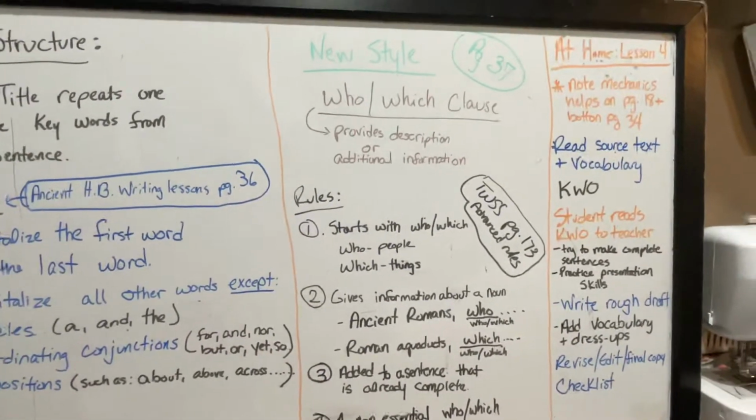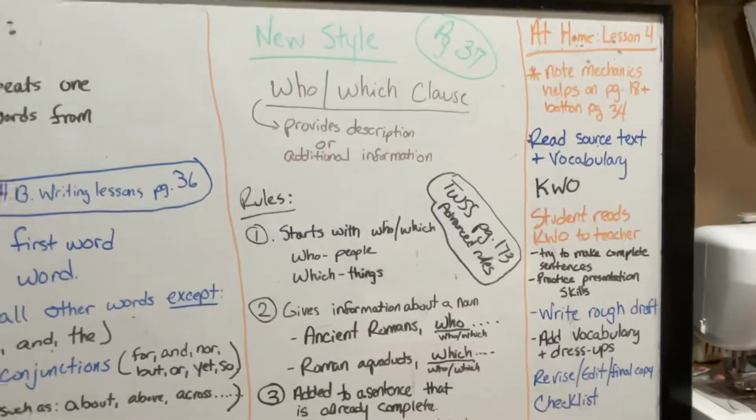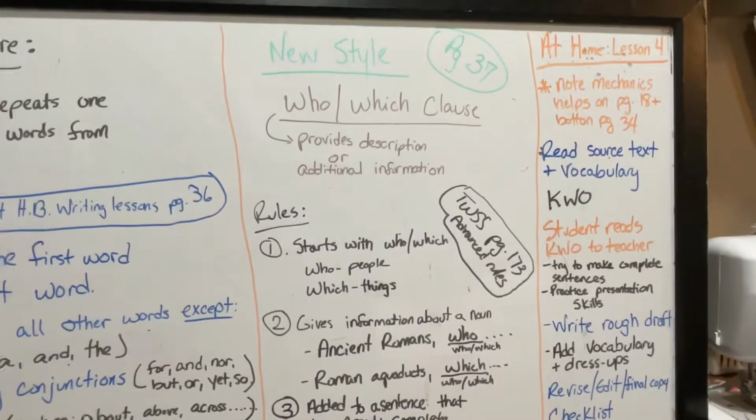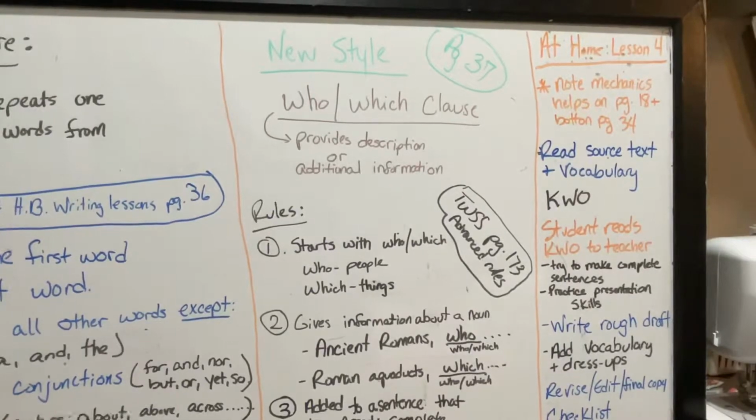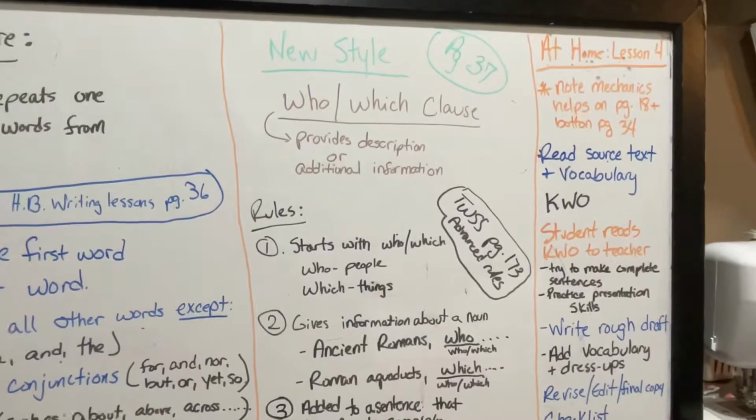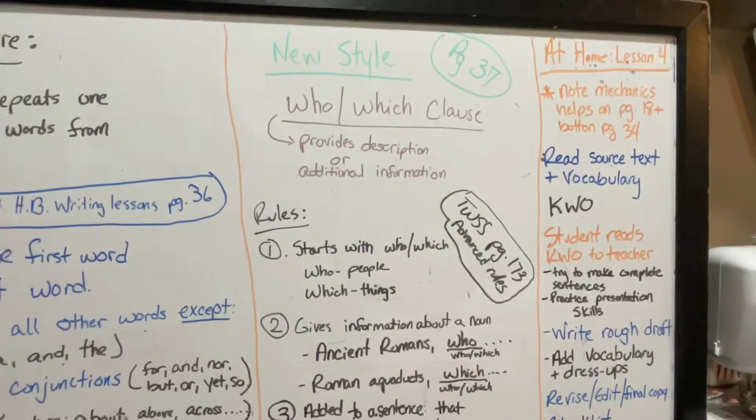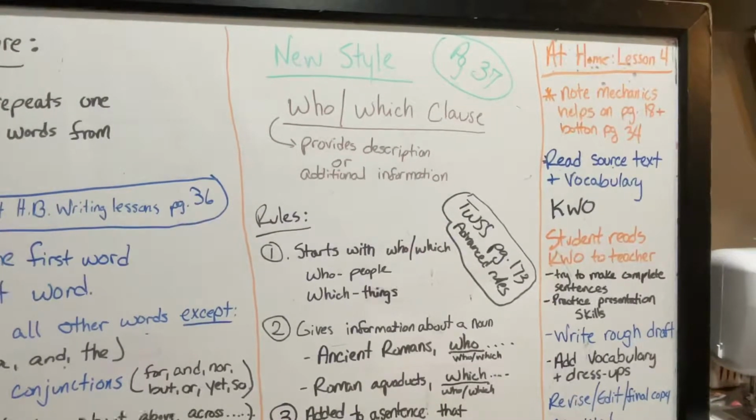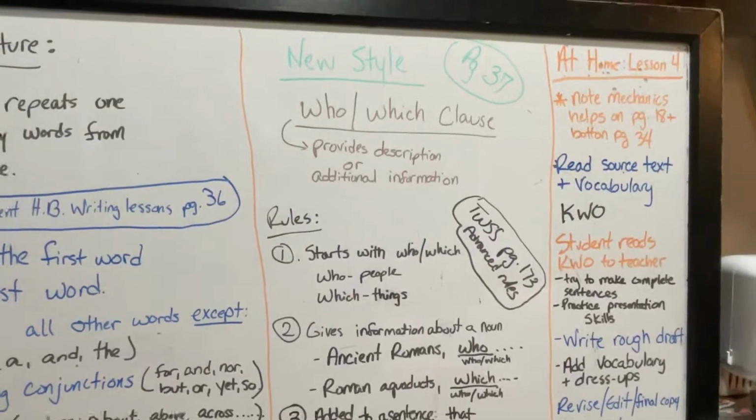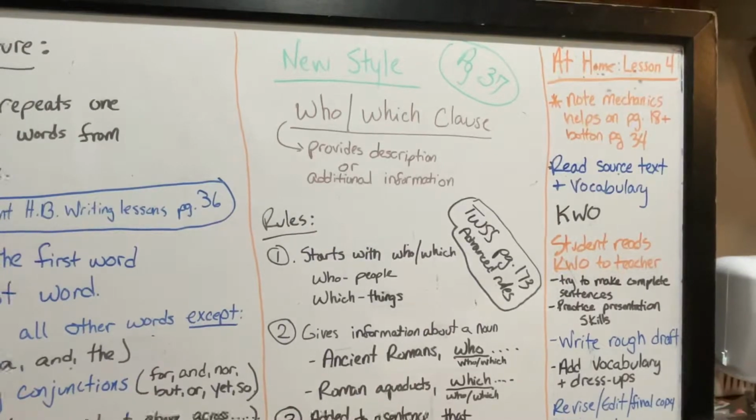So for this week, our at-home work on Lesson 4: there are some really helpful tips in the Ancient History-Based Writing Lessons on page 18 and on the bottom of page 34 regarding using numbers in your paper and also contractions in written papers. So see those notes, read the source text with your student, and go over this week's vocabulary words.